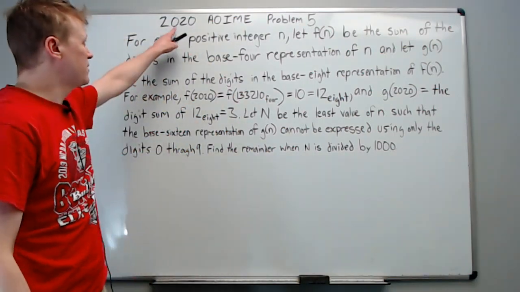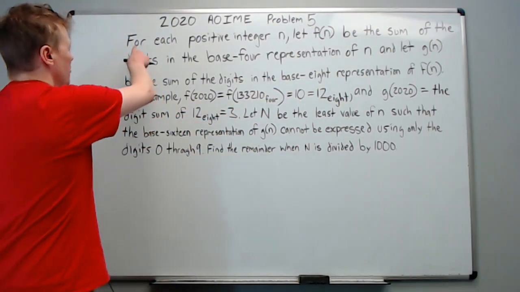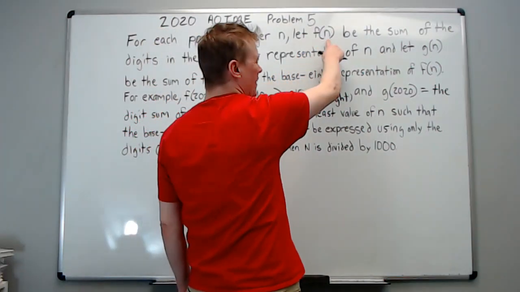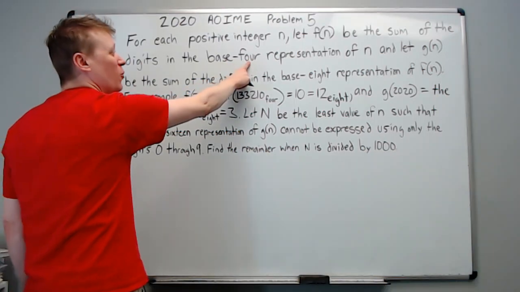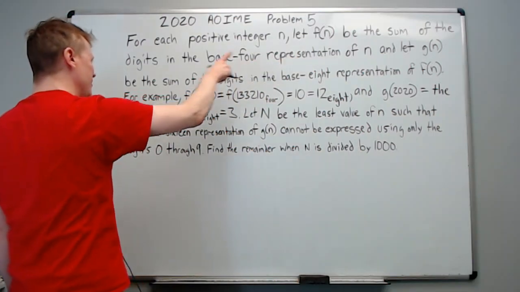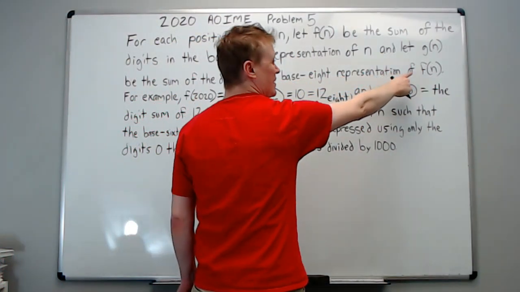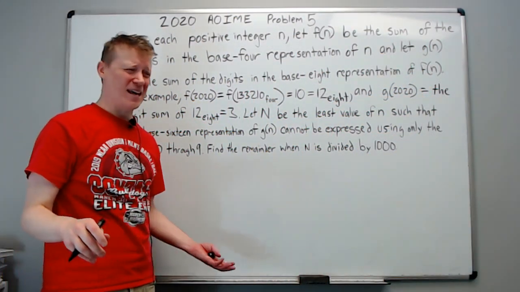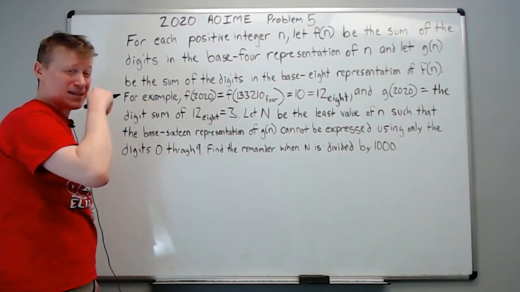Okay, so continuing with the 2020 AOIME problem number 5. For each positive integer n, let f of n be the sum of the digits in the base 4 representation of n, and let g of n be the sum of the digits in the base 8 representation of f of n. Right about now, you're probably thinking, what the heck? Well, they probably know that you're feeling that way, so they're going to give you an example.